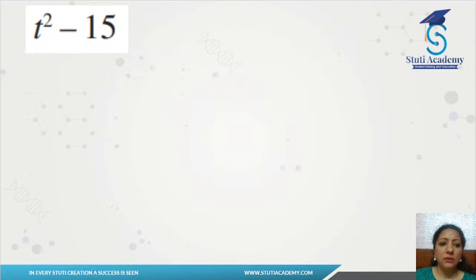Now comes the next one. Let's discuss this one: t square minus 15. We have t square minus 15. Please notice here we don't have any middle term. There's no t term here.